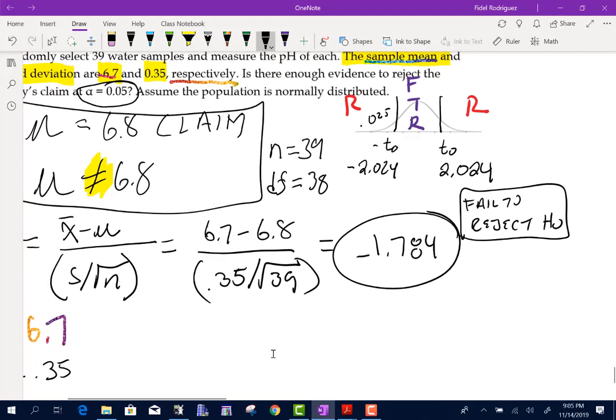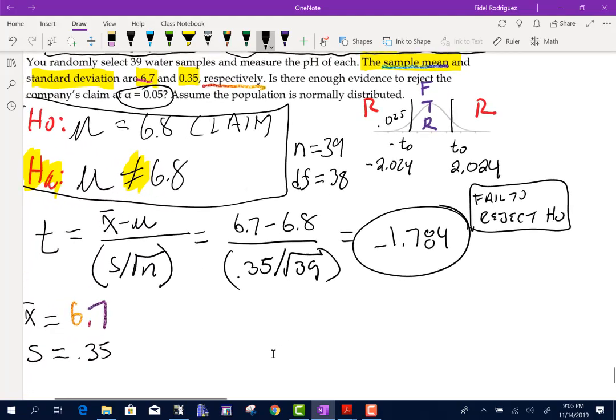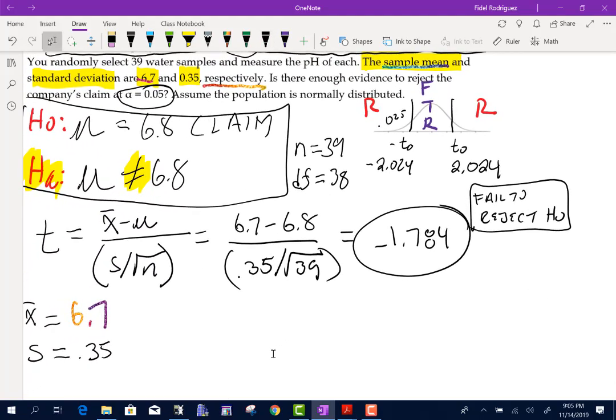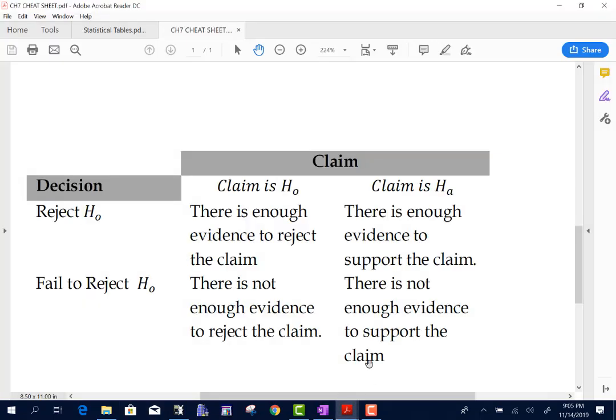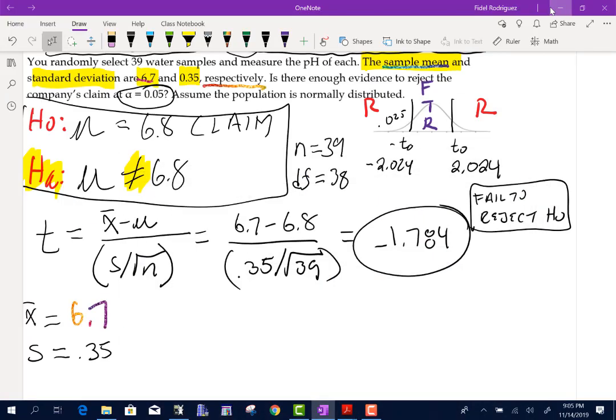And guys, which one was my claim? The H0 or the HA? The H0. Since that was my claim, here's my claim, the H0, and we failed to reject it. What are we going to say? There you go. There is not enough evidence to reject the claim. Okay.